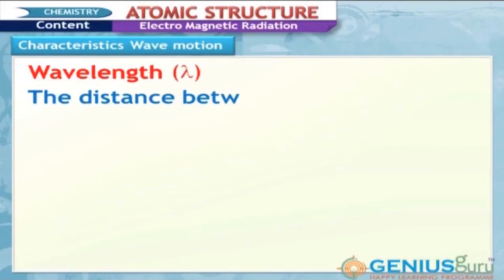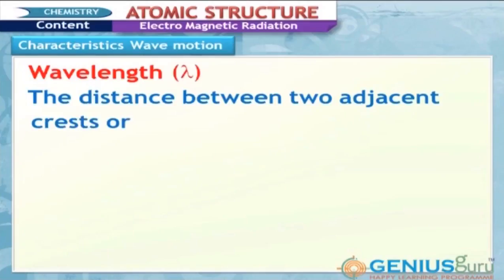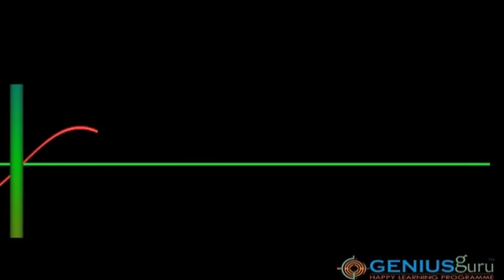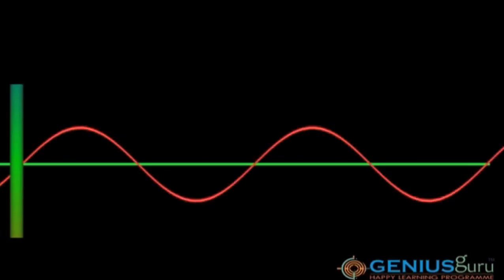The first one is wavelength. The wavelength is represented by lambda. It is defined as the distance between any two adjacent crests or troughs in a wave. To understand this, look at this animation. Here this is a wave. Here these are the crests and these are the troughs.